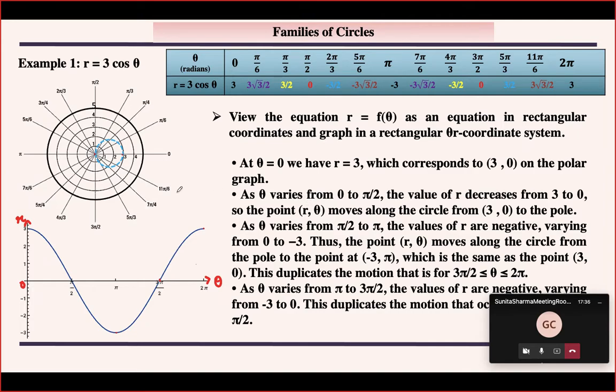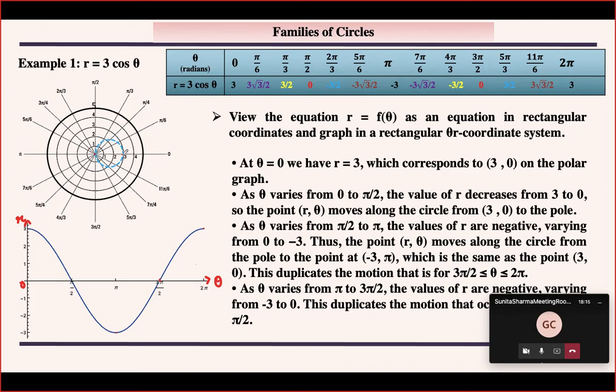The next point here, can I continue? If you look at the graph, when theta starts from 0 and moves to pi by 2, the value of r is decreasing from 3 to 0. So 3, then something smaller than 3, and so on. How do we depict this on the r theta system? This is the rectangular system, which is not the actual one. The actual grid is like this. So how are we going to represent this characteristic of the graph on the actual grid?